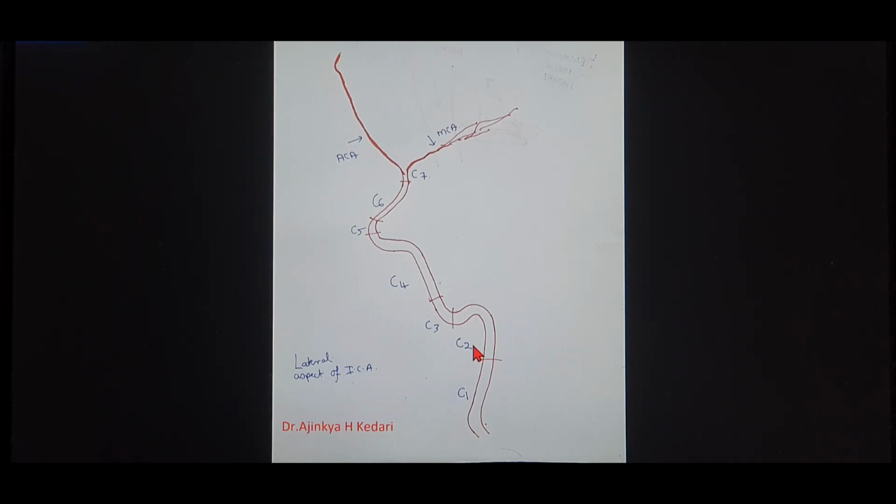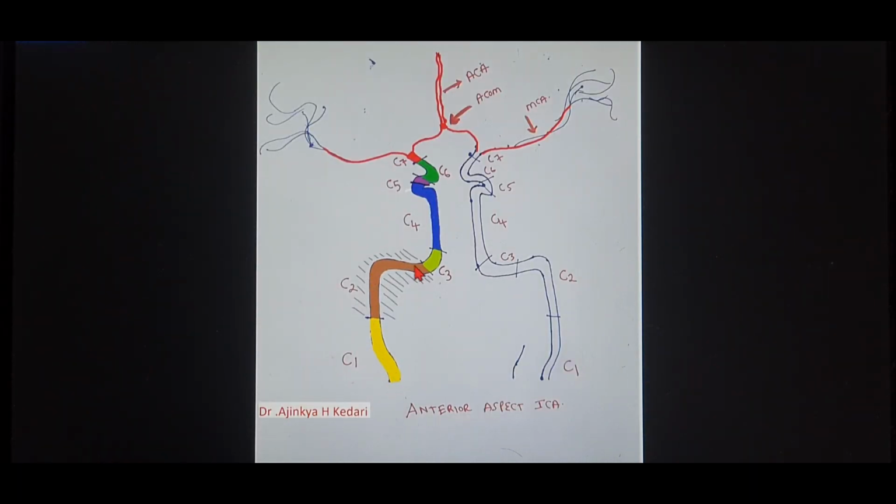So imagine a person you're seeing in front of you and that person is looking at an angle of 90 degrees to yours. So this is how the internal carotid artery looks like on a sagittal scan, and this is how the internal carotid artery looks like on a coronal scan.